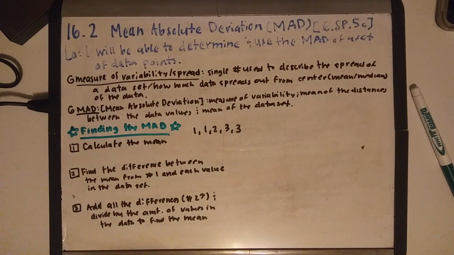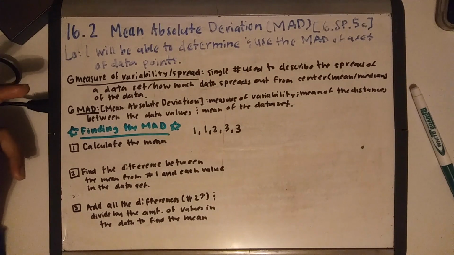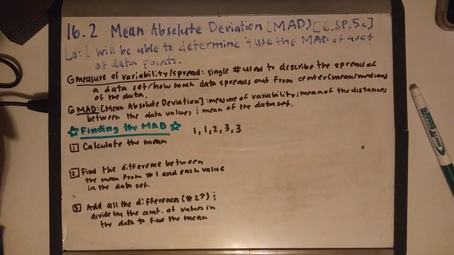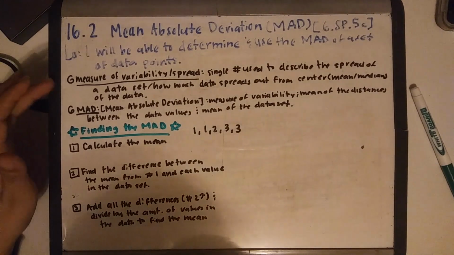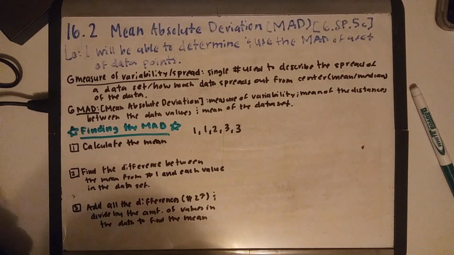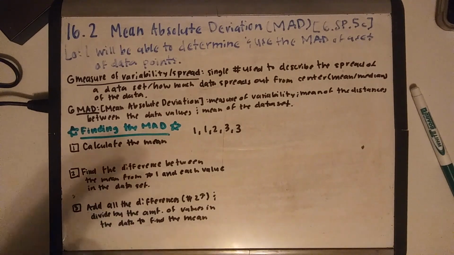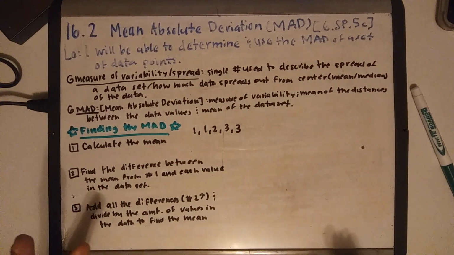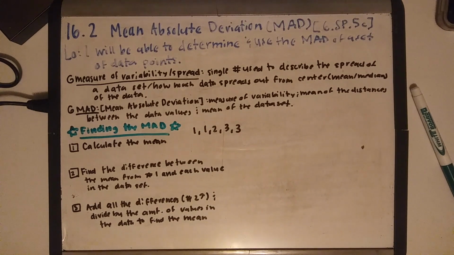So we talked about measure of center, which is your mean or your median, and now we're going to do the measure of variability. I can't even say that word. How varied they are, how different they are. So it's also the spread, basically a single number to describe the spread of the data set. Basically how much the data set spreads out from the center, which is the median or the mean of the data. So you want to see the difference.